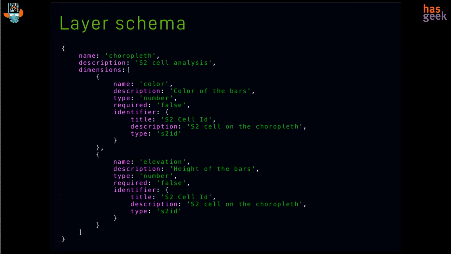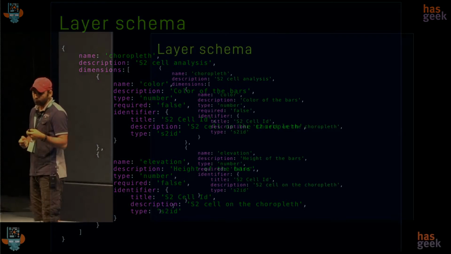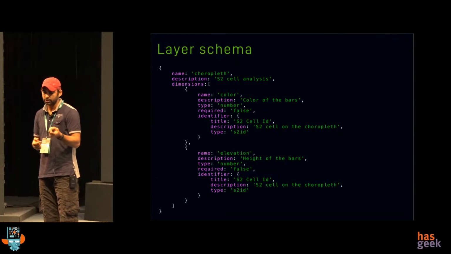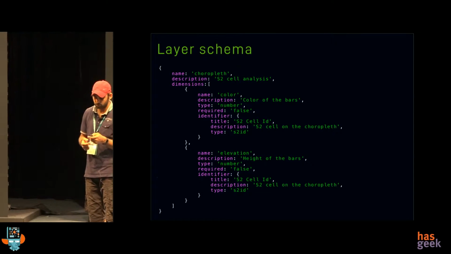If you dive deeper, it also talks about different types. What is the type of this? Is the dimension a number? Is it required? If you are plotting the entire thing, is it a required metric or not? Then it also talks about the identifier. If it is a choropleth and you are doing S2 analysis, make sure the metric definition has that particular data endpoint as well, which is S2 ID in this case. Similarly for elevation, the height of the bars, it talks about type, required or not.